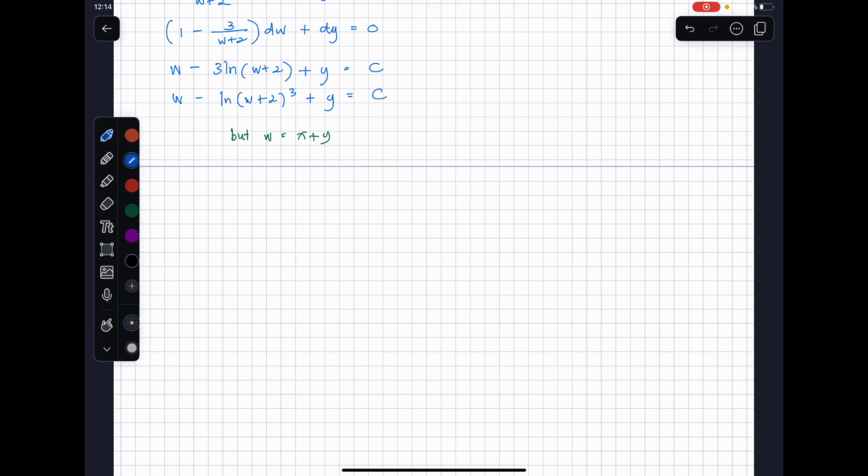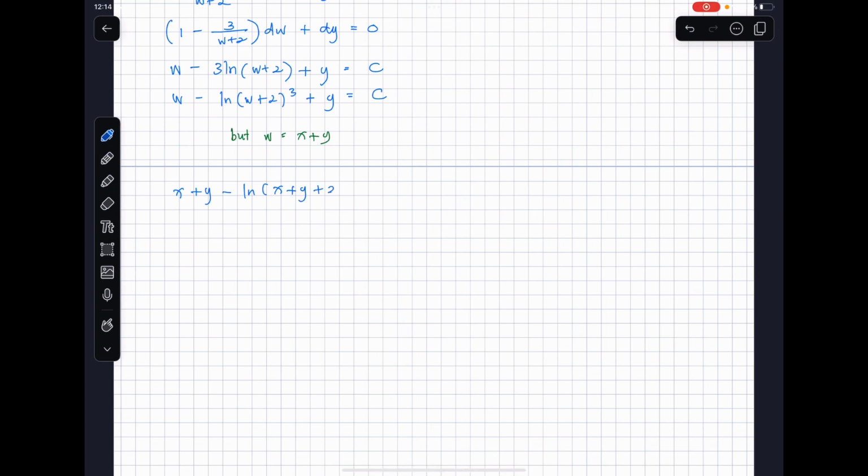So therefore, we have x plus y minus ln of x plus y plus 2 raised to 3 plus y is equal to c. So finally, we have x plus 2y minus ln of x plus y plus 2 raised to 3 is equal to c.